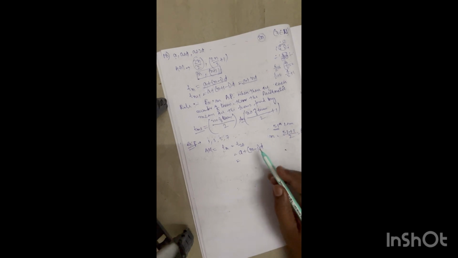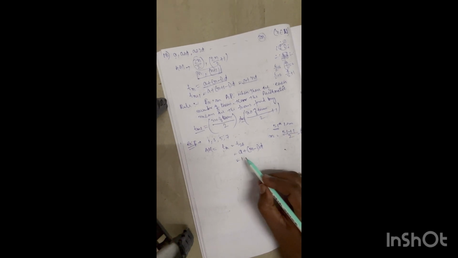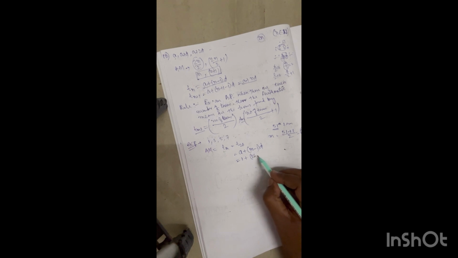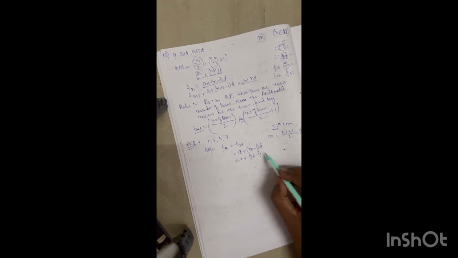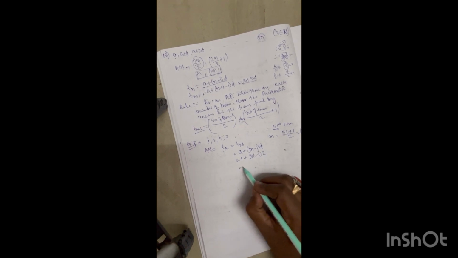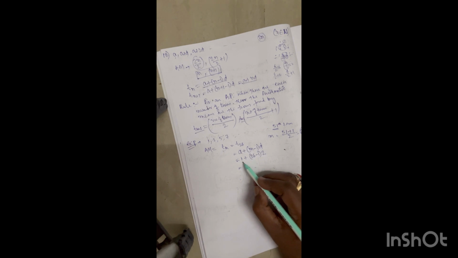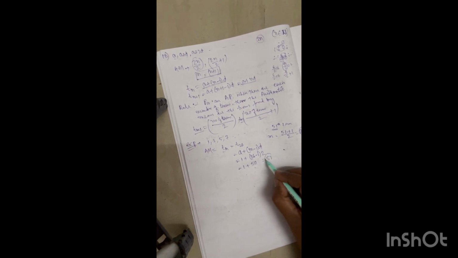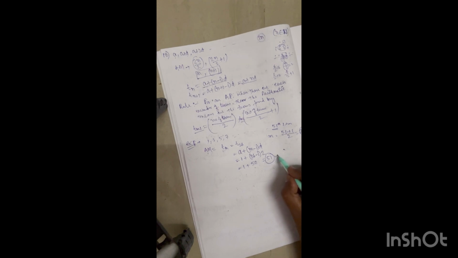So a becomes 1, m is equal to 26, minus 1, and d is equal to 2. So your term will be 1 plus (26 minus 1) into 2, that is 25 into 2, which is 50, so 1 plus 50 is equal to 51. So the arithmetic mean value will be 51, that is the answer.